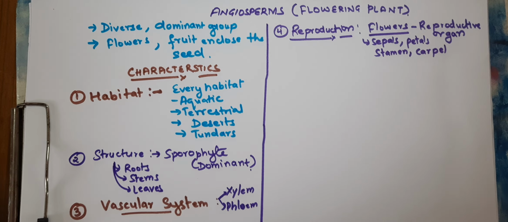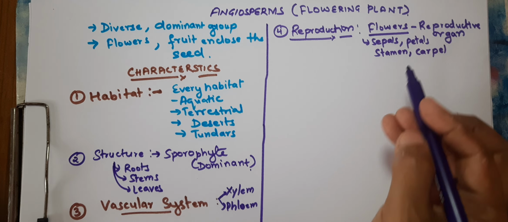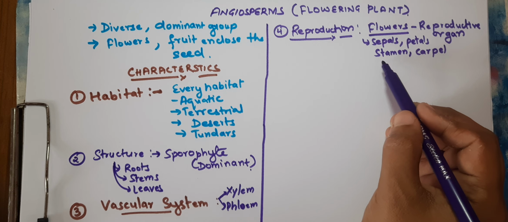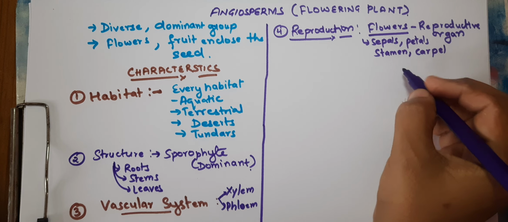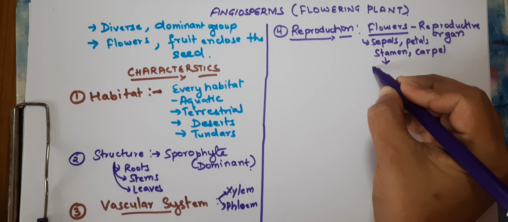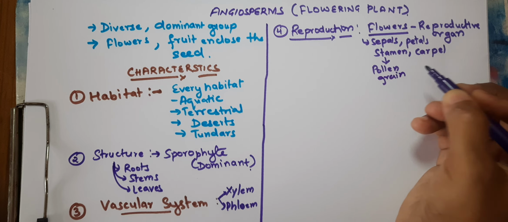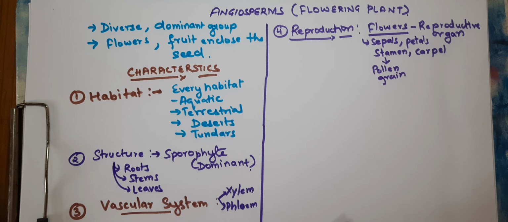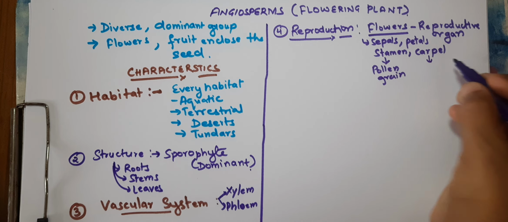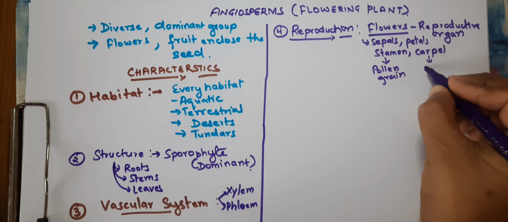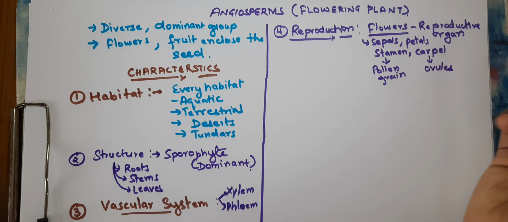Now quickly let's talk about the function. We all know the stamen produces the pollen grain. The pollen grains are produced by the stamen and contain the male gametes, whereas the carpel encloses the ovule, which develops into seeds after fertilization.